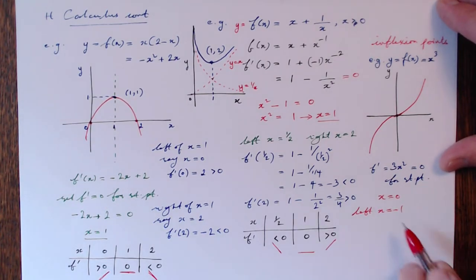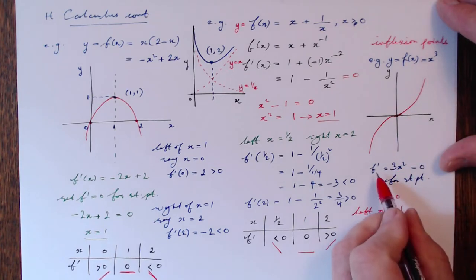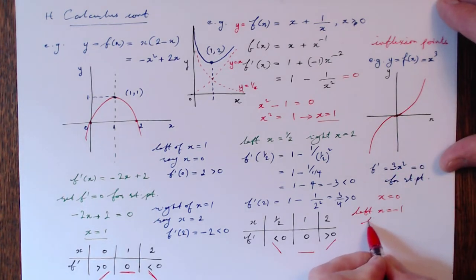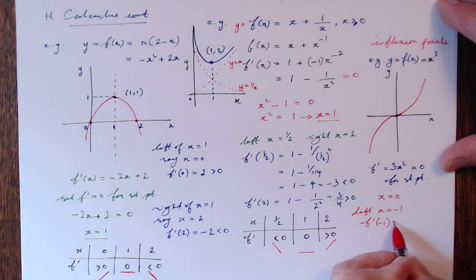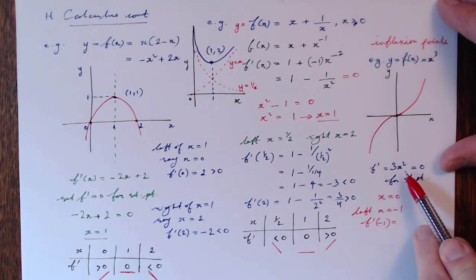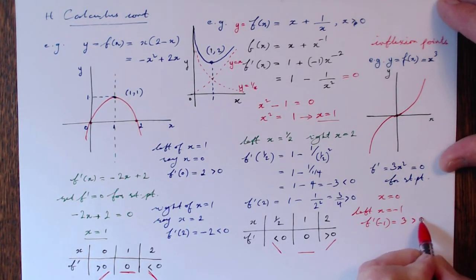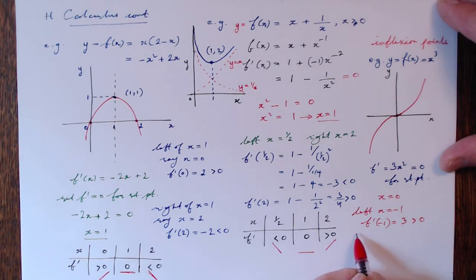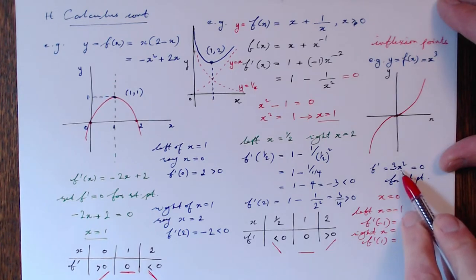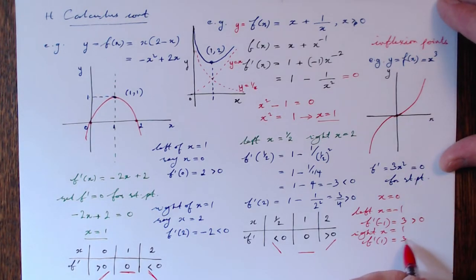Now I'm not going to put this into the function, of course. I'm going to put it into the derivative. So to the left, the derivative evaluated at negative 1 will be 3 times negative 1 squared, which is 3 times 1, which is 3, and that's positive. And when I look to the right, I'll just choose x equals 1. I have that f prime of 1 is just 3 times 1 squared, which is just 3, which is also positive.